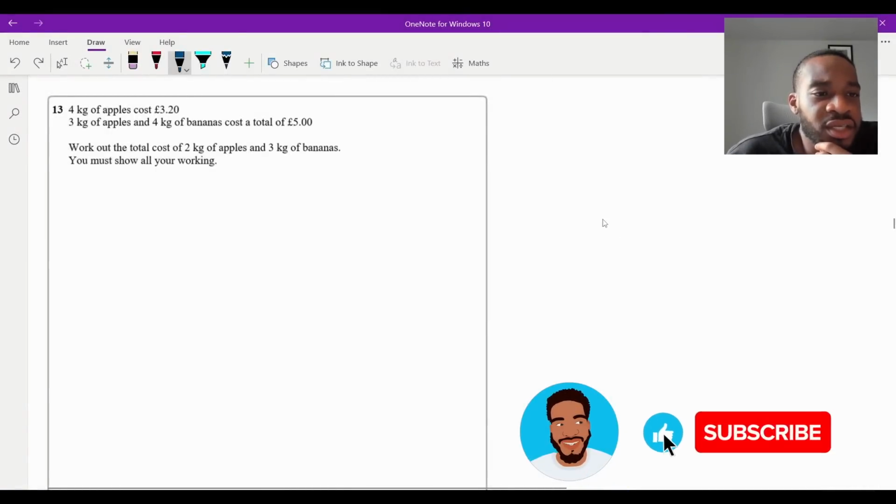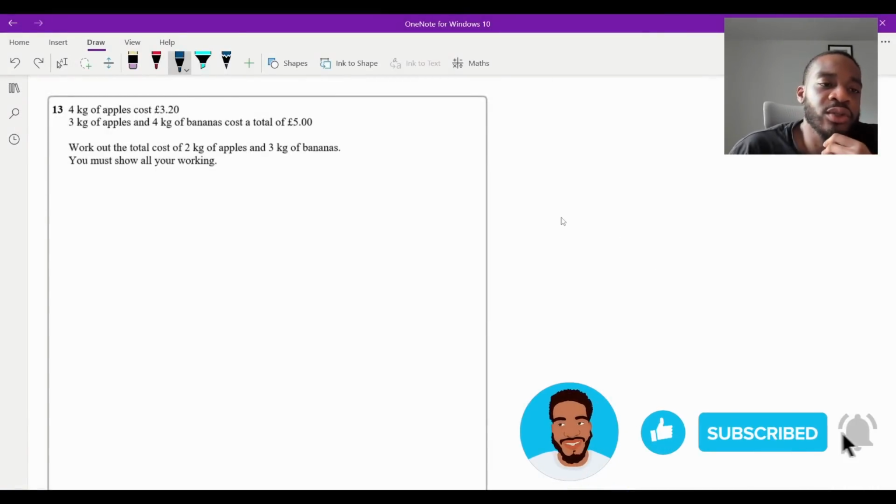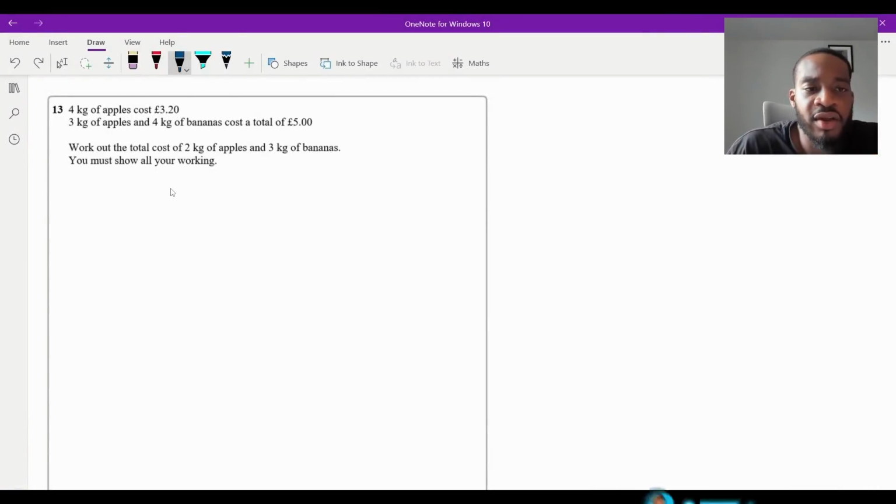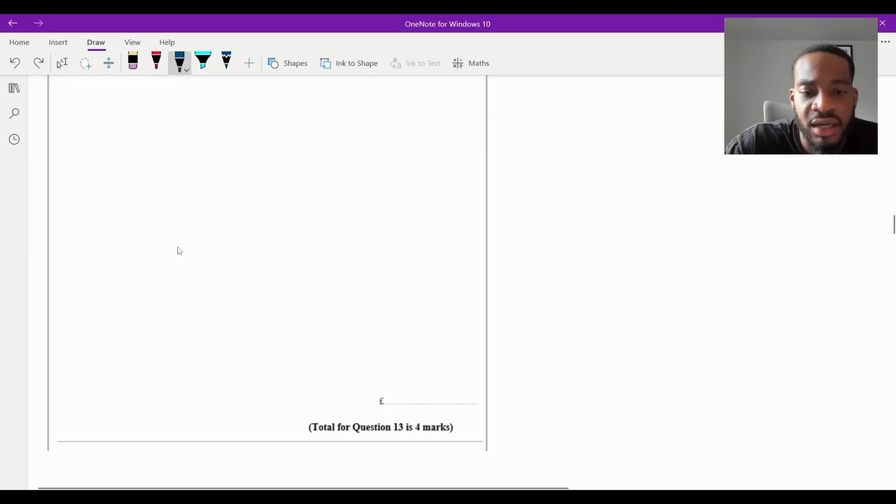Okay, so question 13 says 4 kilograms of apples cost £3.20, 3 kilograms of apples and 4 kilograms of bananas cost a total of £5. Work out the total cost of 2 kilograms of apples and 3 kilograms of bananas. You must show all your working, and this is 4 marks.